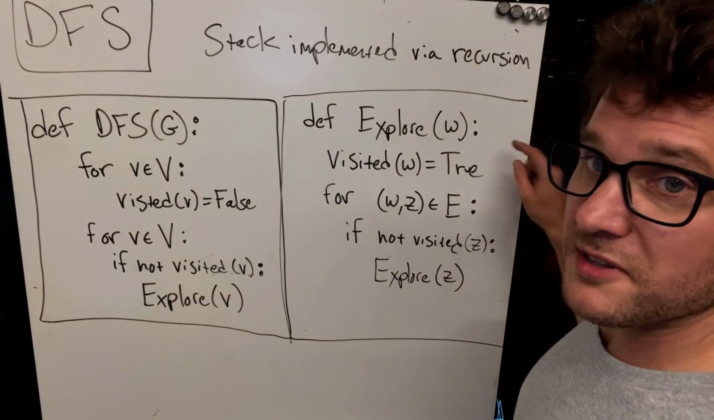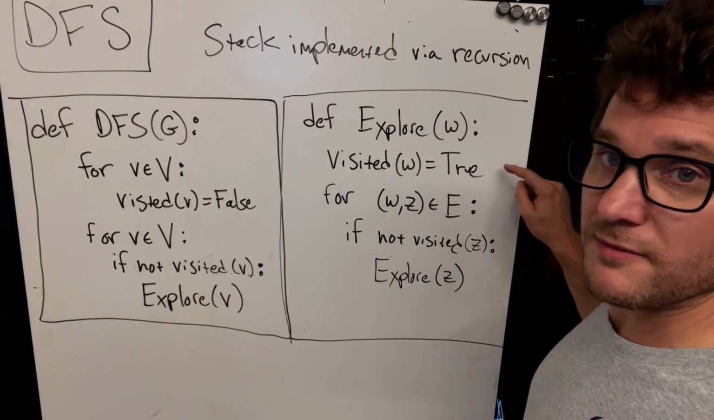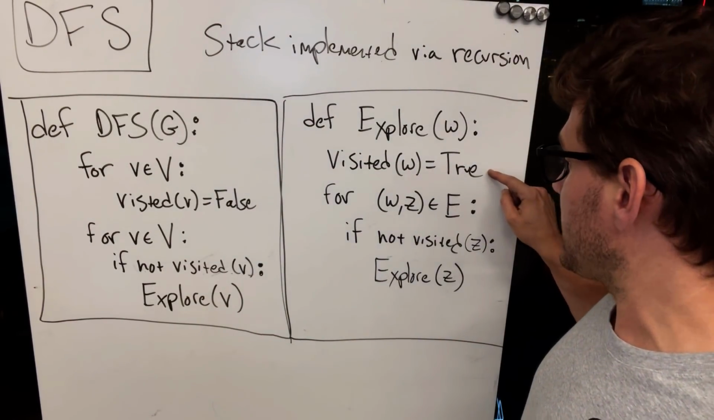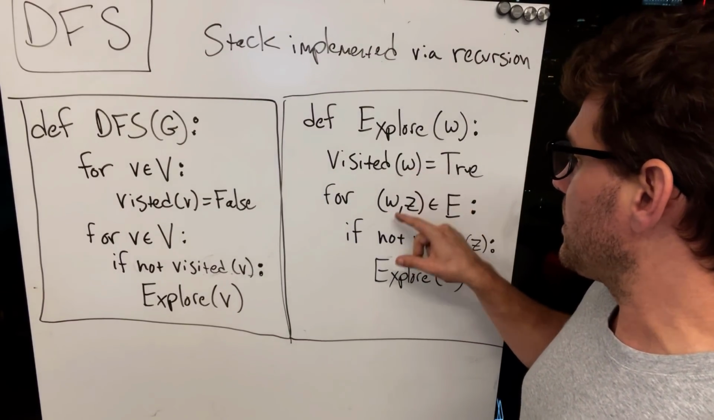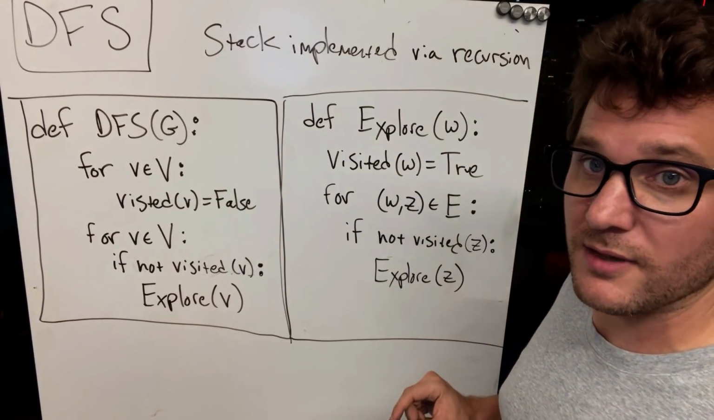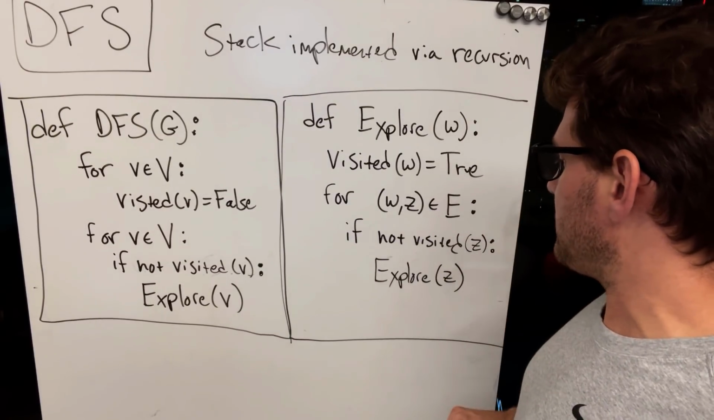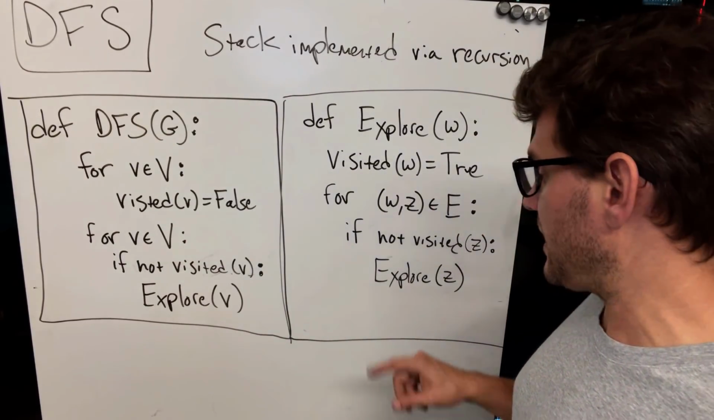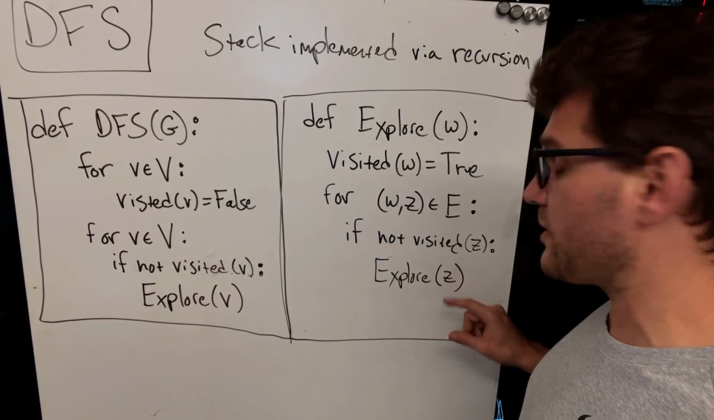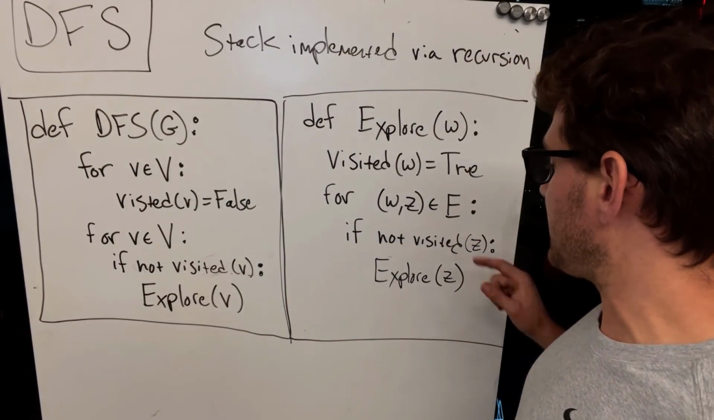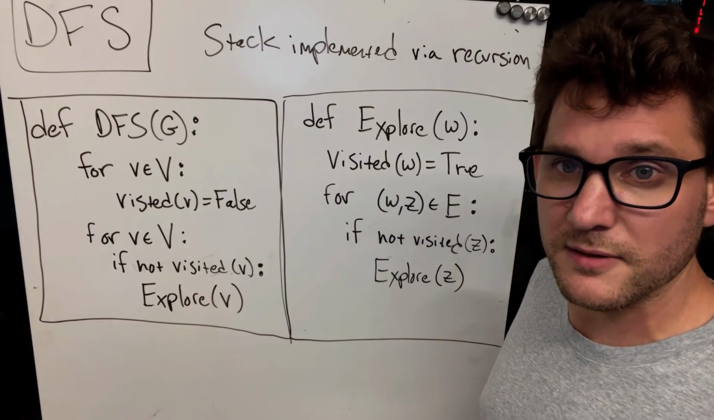Okay, so what does the explore function do? Explore is going to first set the visited flag to be true, and then it's going to look at all of the neighbors Z that are connected to W. W is the input node. And if that node has not yet been visited, it's going to recursively call the explore function on that node Z. And you'll notice this implements the aggressive depth first search method that I showed you in the last segment.